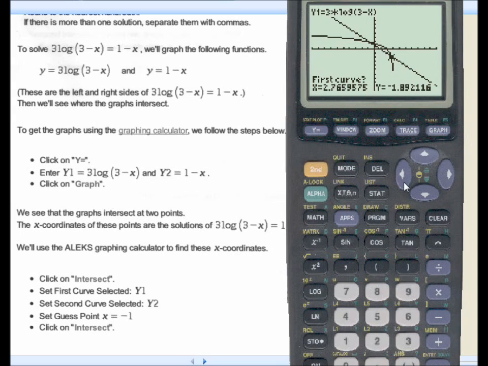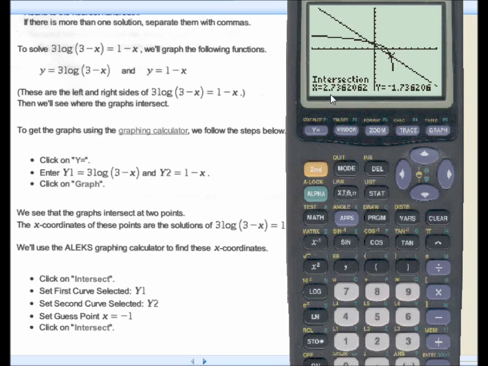I hit enter. First curve. The second curve, it's smart enough to jump over to the other point. If it wouldn't have been, you would have used this arrow or this arrow to get over to the other curve. I hit enter. Guess. Okay. I didn't have to guess. I tell my students not to guess. I don't even know what guess does.